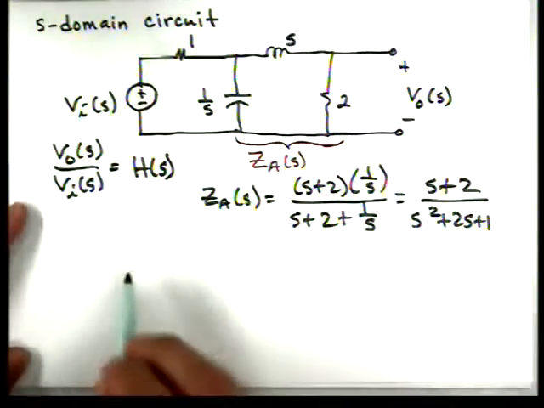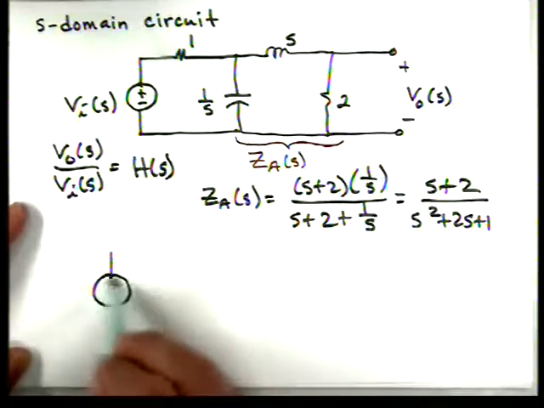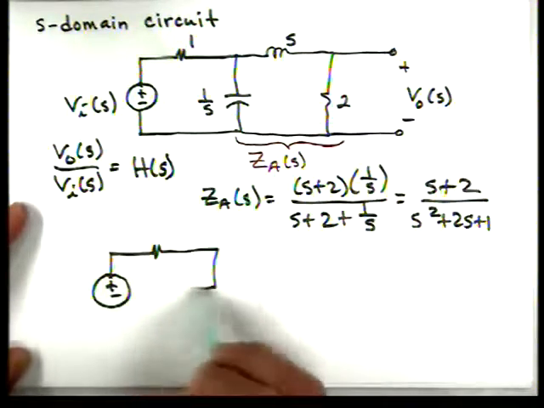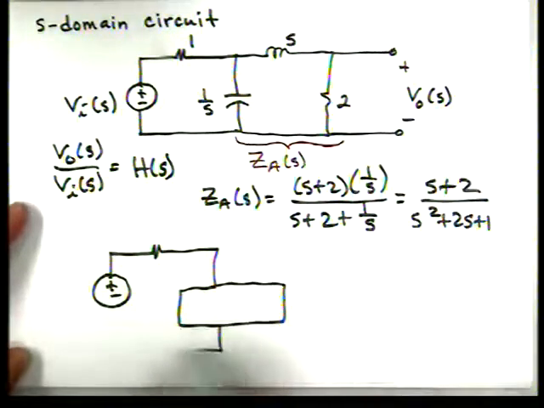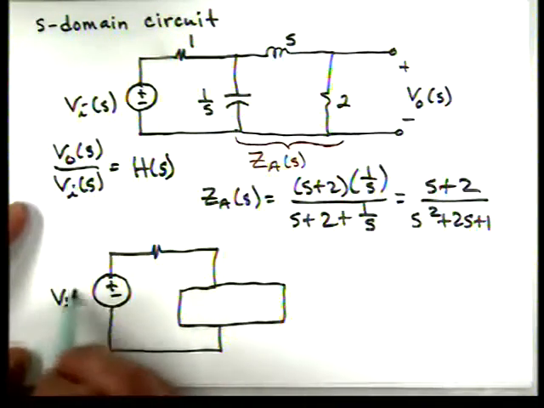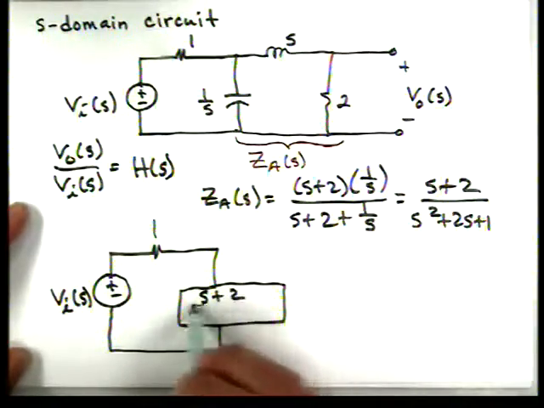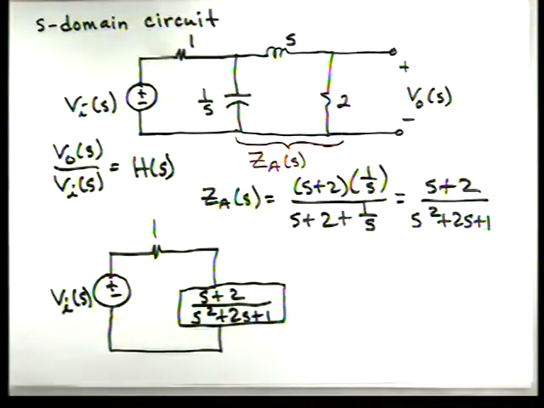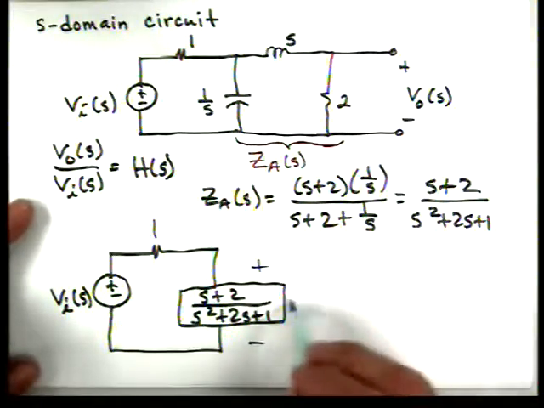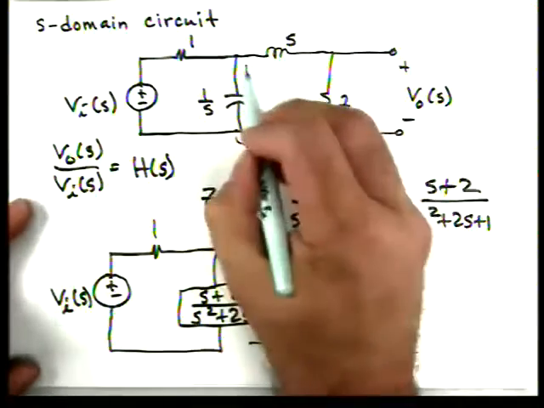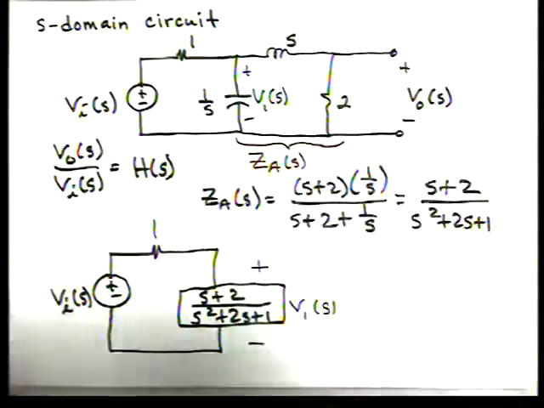So now let's redraw the circuit. Here's VI, here's 1, here's S plus 2 over S squared plus 2S plus 1. I'm going to call this voltage V1 of S. So here's V1 of S in our circuit up there, the original S-domain circuit.